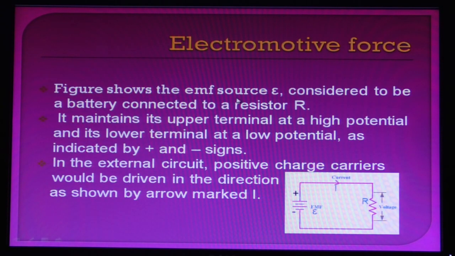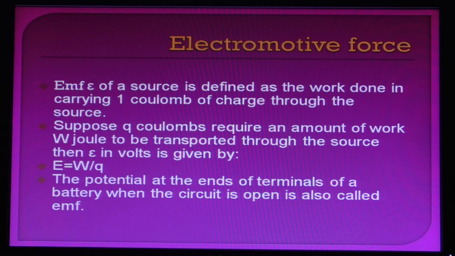The figure shows an EMF source epsilon considered to be a battery connected to a resistor R. It maintains its upper terminal at a higher potential. So always remember, the upper terminal, that is the positive terminal, is known as a higher potential, and the lower terminal, that is negative, is termed as a lower potential. So it is indicated by plus and negative signs. In the external circuit, positive charge carriers would be driven in the direction shown by the arrow marked in the circuit diagram.